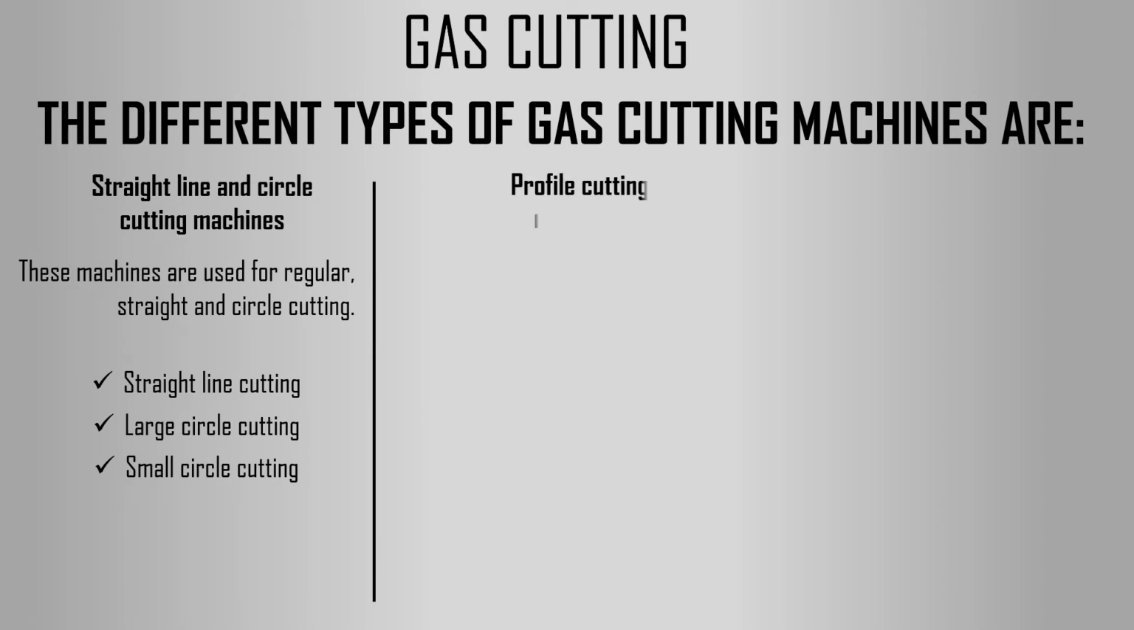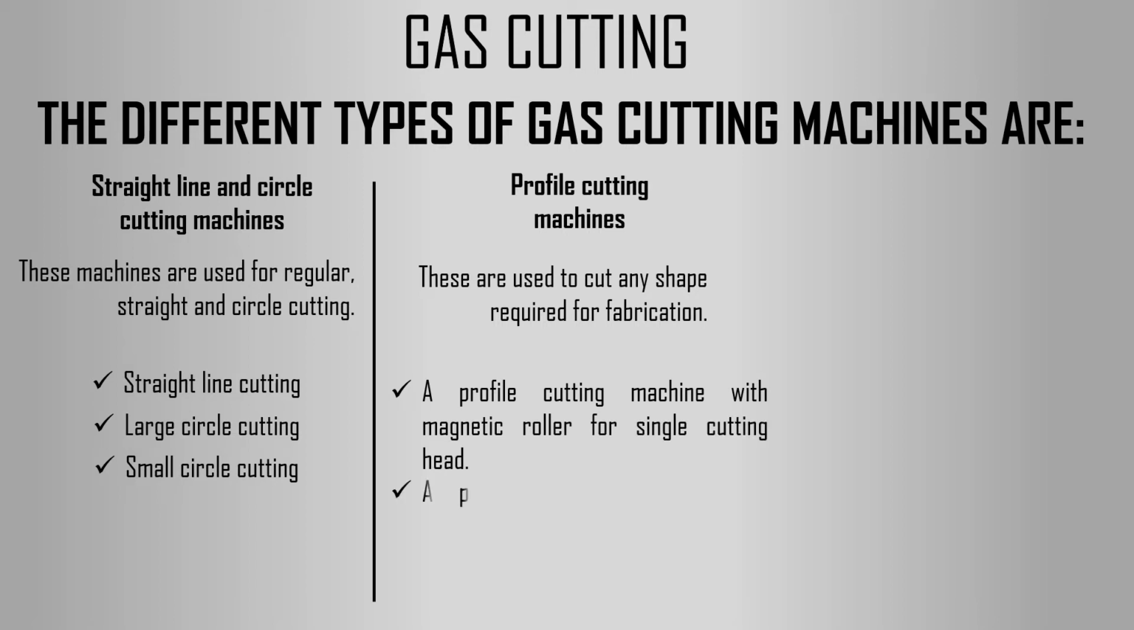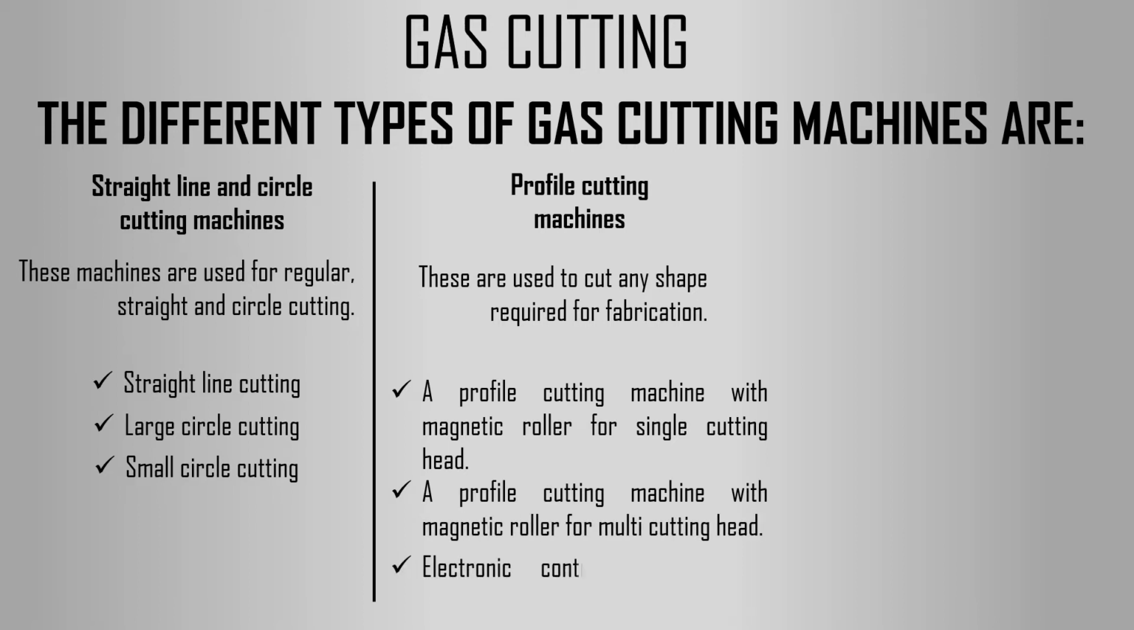Second type is profile cutting machines. These are used to cut any shape required for fabrication. They are further classified as a profile cutting machine with magnetic roller for single cutting head, a profile cutting machine with magnetic roller for multi-cutting head. Electronic control replaces the magnetic roller system and template.